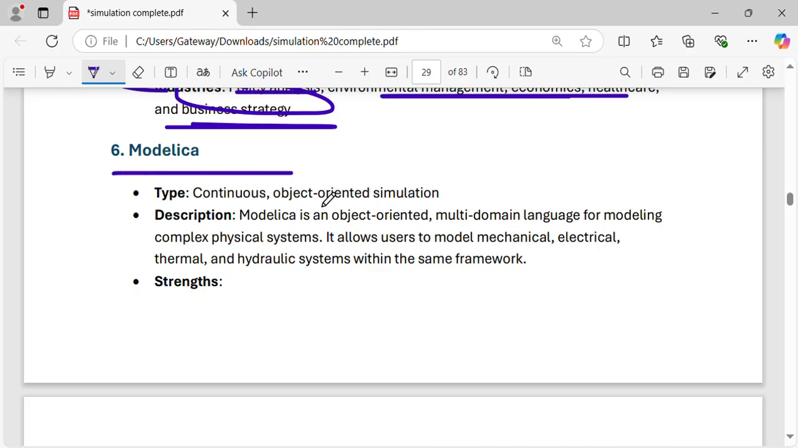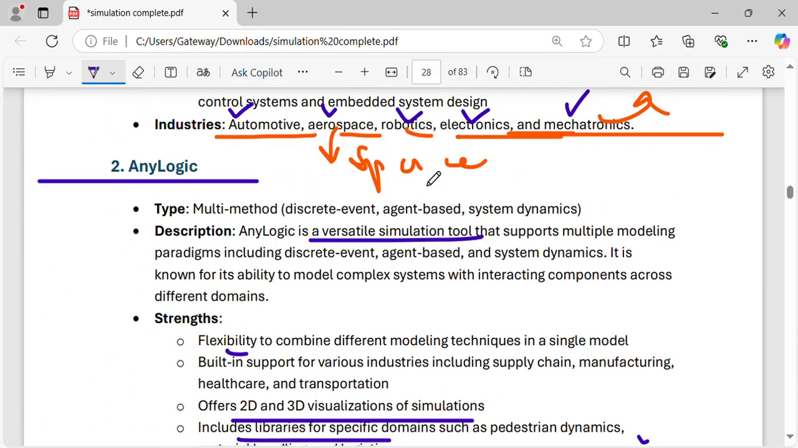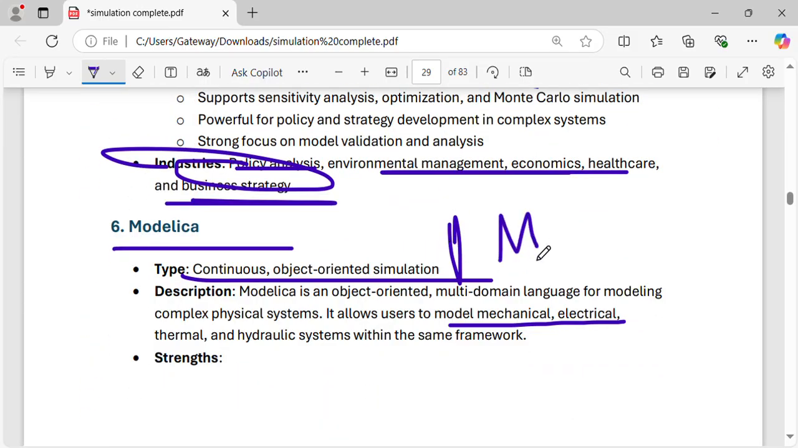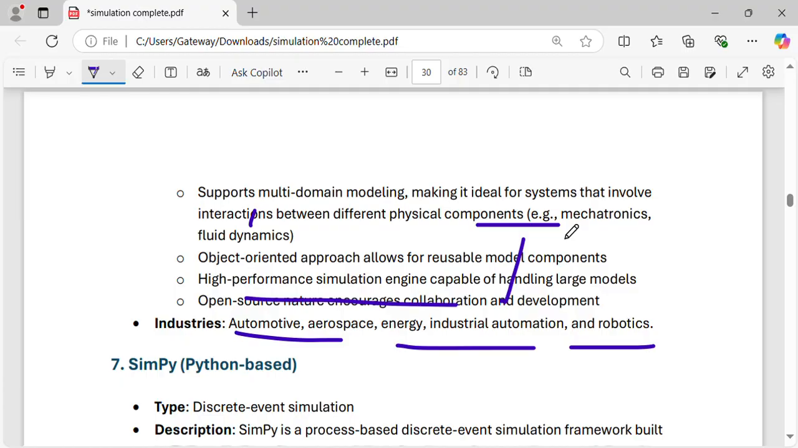We have Modelica, which is a continuous and object-oriented simulation language. It really works with a lot of domains. AnyLogic is multi-method, but Modelica is a multi-domain language, meaning you can work with various domains. It works with automotive, aerospace, automation, and robotics. It is a high-performance simulation language. Right, you can just read them yourself.